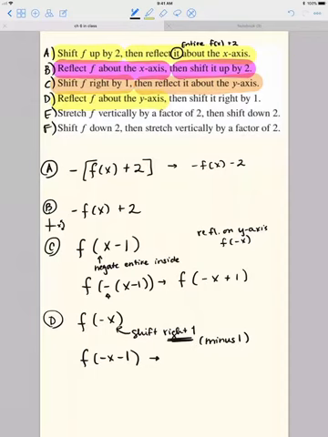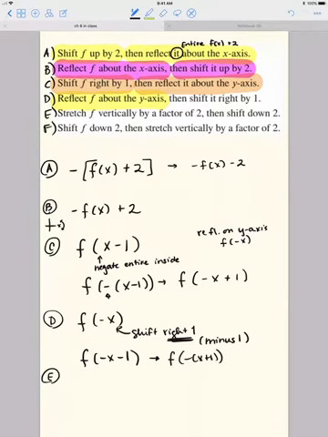And if you were to pull the negative off of that, it would be a negative and then an x plus 1. Again, a completely different function than the one above it.